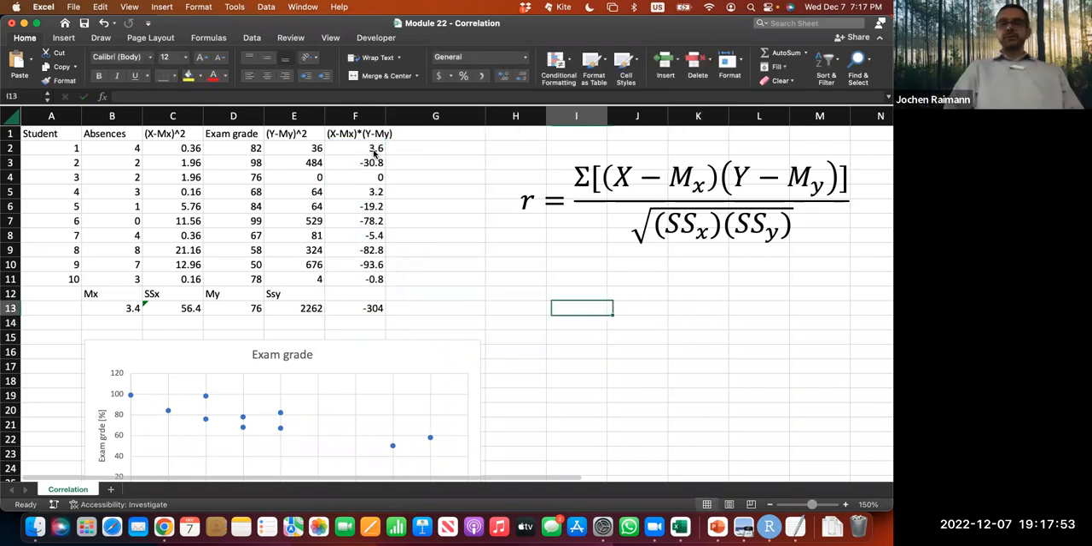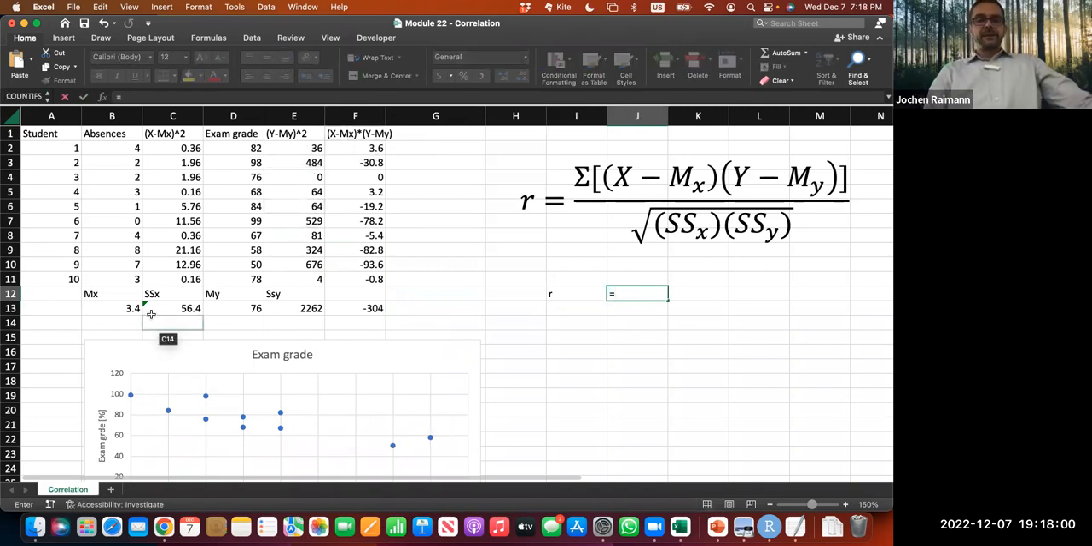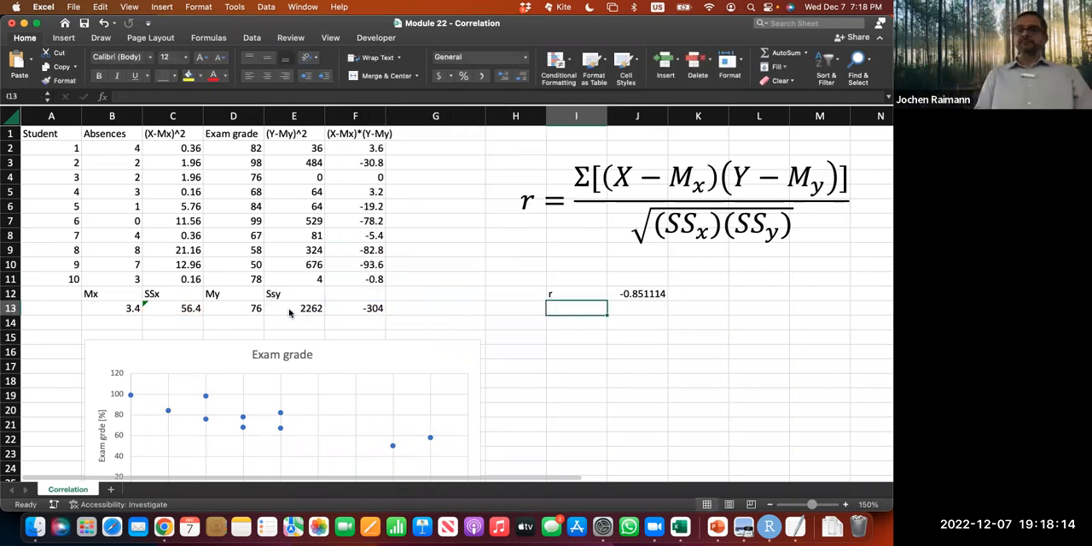Now it's super simple, because now we just need to calculate our R. It's equal to the sum of our products, that's F13, divided by the square root of this multiplied by this. So that's all that's needed. And that gives us our correlation coefficient of minus 0.85.